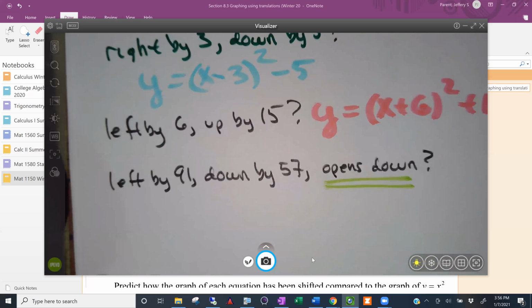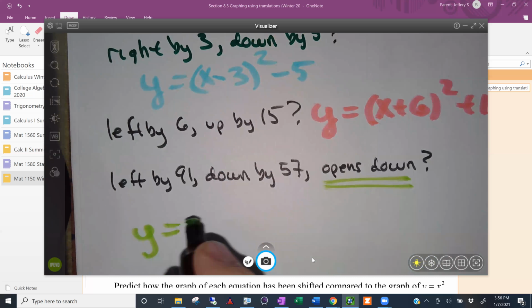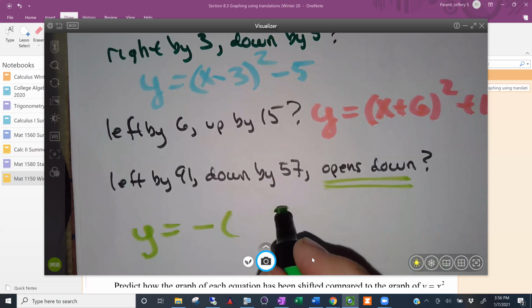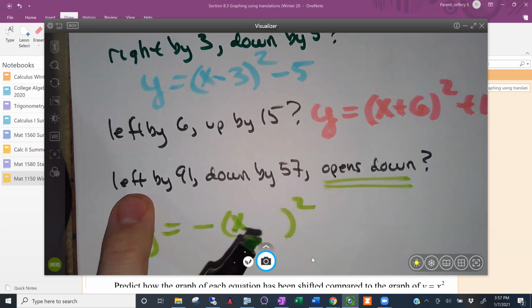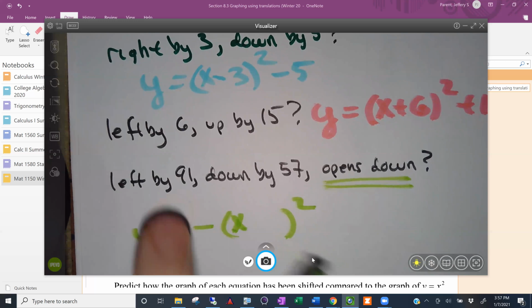So the open down part comes when you use a negative out in front. I'll just put that negative right out in front like that. Don't distribute that negative. It only makes it open down if that leading coefficient, or this negative, is outside that parenthesis like that. So it'd be negative x. Now I'm shifting to the left by 91, so it's going to be a plus 91.